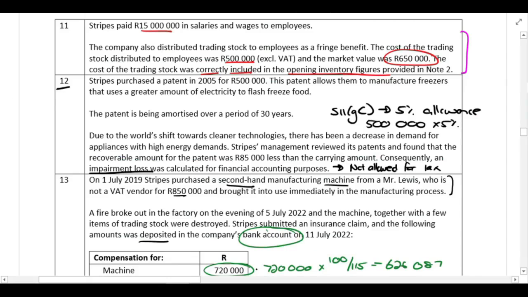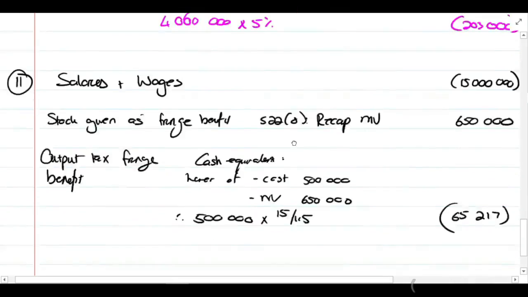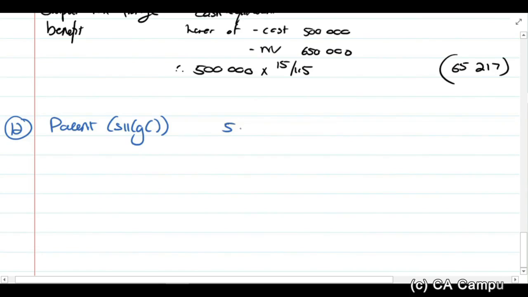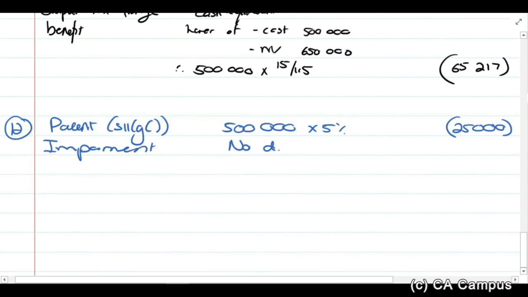Then number 12, the patent, purchase of 500,000. It was written down by 85,000, but we don't recognize that. So the patent, section 11 GC, $500,000 times 5%, 25,000. I'm just going to make a comment here. Impairment, no deduction for tax.